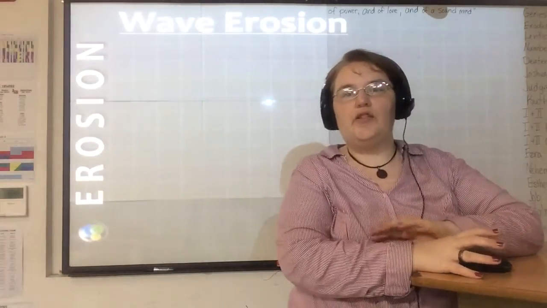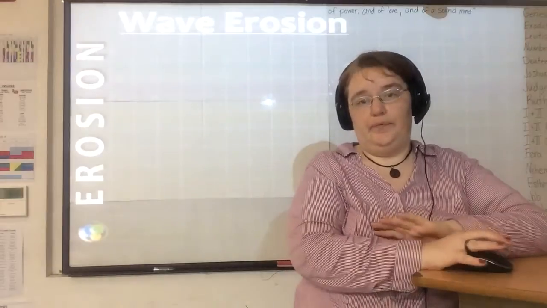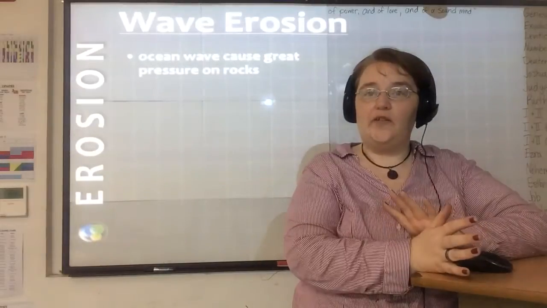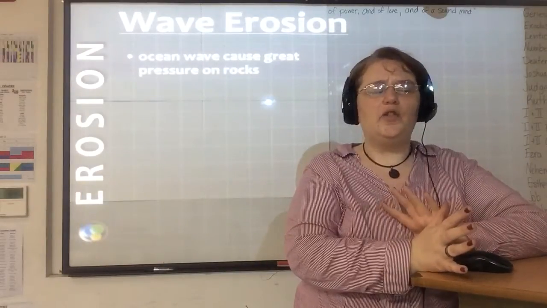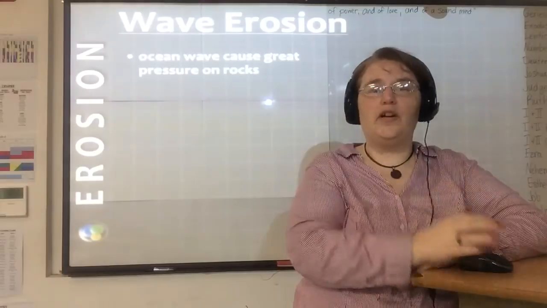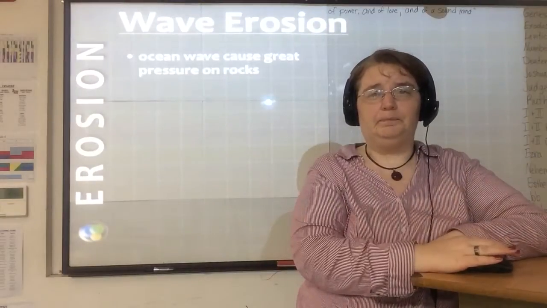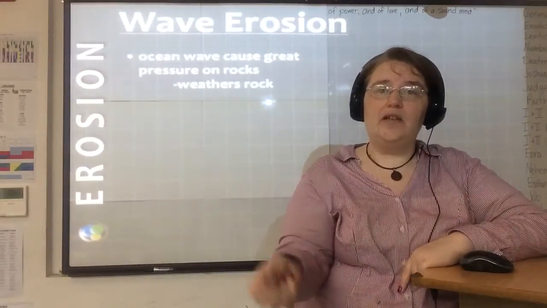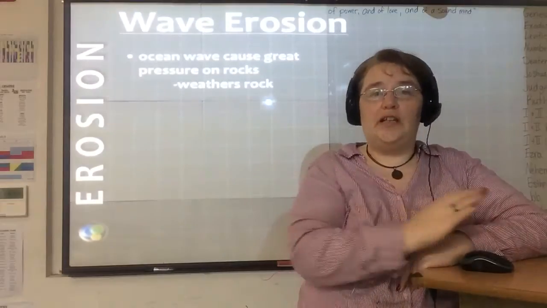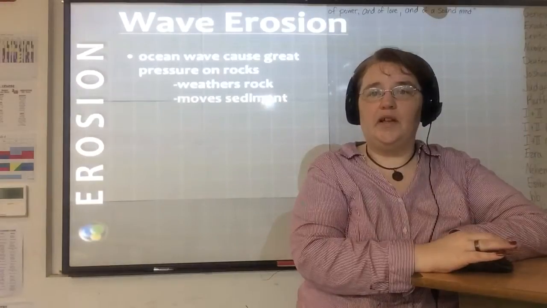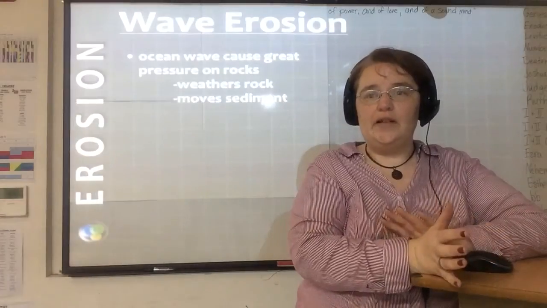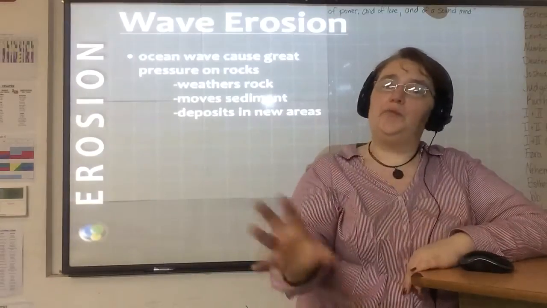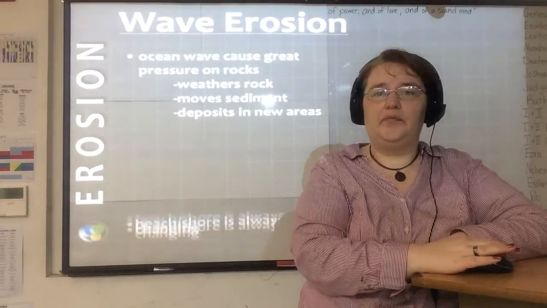The first erosion that we're going to talk about is wave erosion. Of course, wave erosion is talking about the ocean or large bodies of water. And this ocean water, as it's coming up on the shore, causes great pressure to the rocks around it. It weathers the rocks because it has sediment inside of it, and it's causing abrasion against the rocks, making them smaller. And of course, it moves the sediment, erosion, and it drops it or deposits it in a new place.